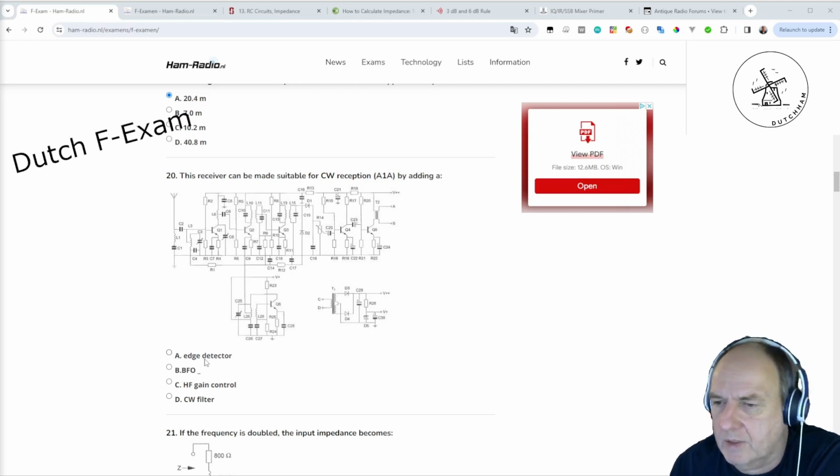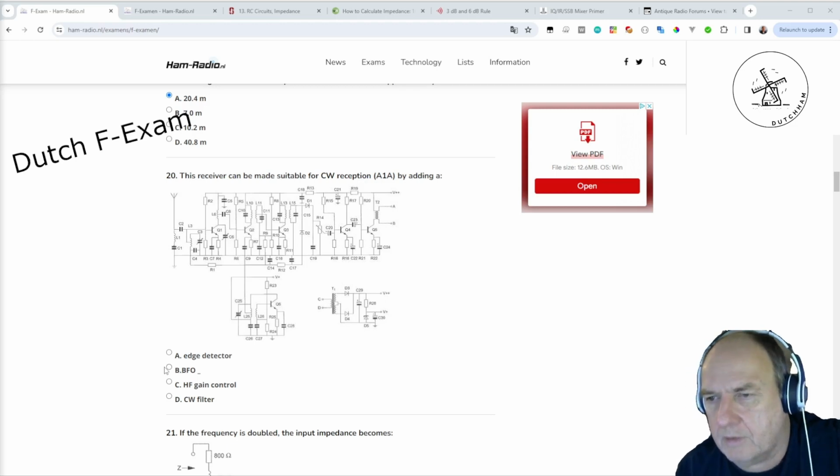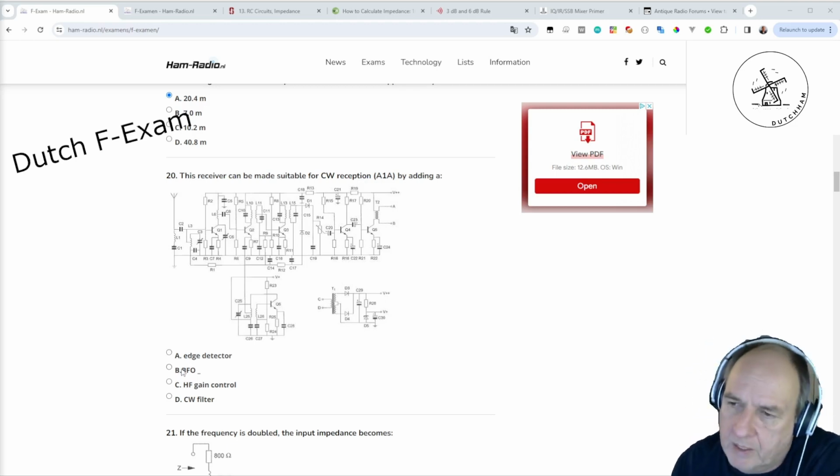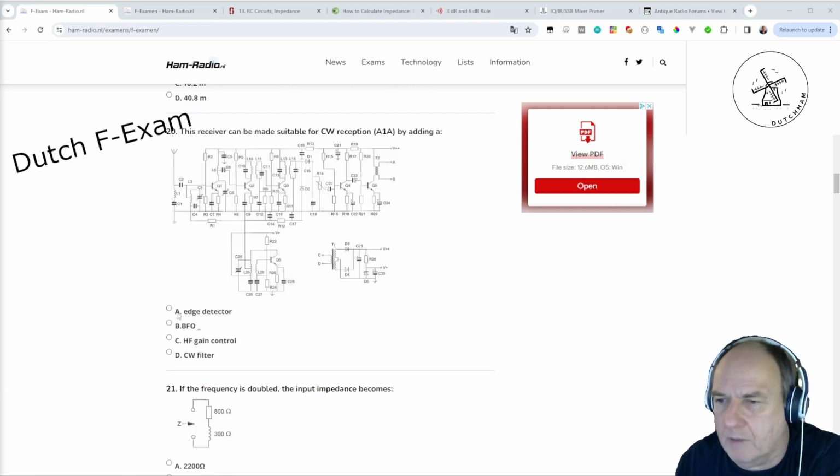Then the repeater starts to talk. But we also need a BFO for the... Let me also turn that channel down. We need a BFO to be able to detect them, so I will go for 20. Which one is it, A or B? No, I will go for the BFO. That's something that we need for CW.